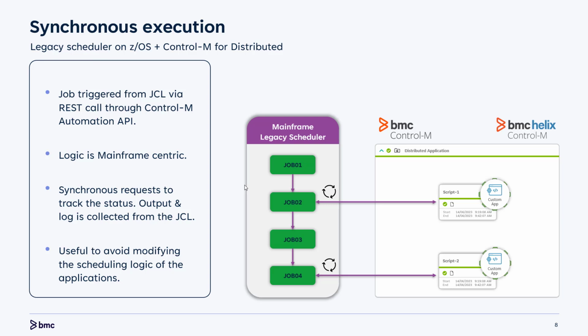So this is very useful when you want to avoid modifying the scheduling logic of the applications. All the logic will be managed from your legacy scheduler. But you will take advantage of Control-M capabilities using the automation API. All the requests that we are going to make against the automation API are synchronous. So we can monitor the status of the remote job. So this is one scenario. Let's describe a different one.